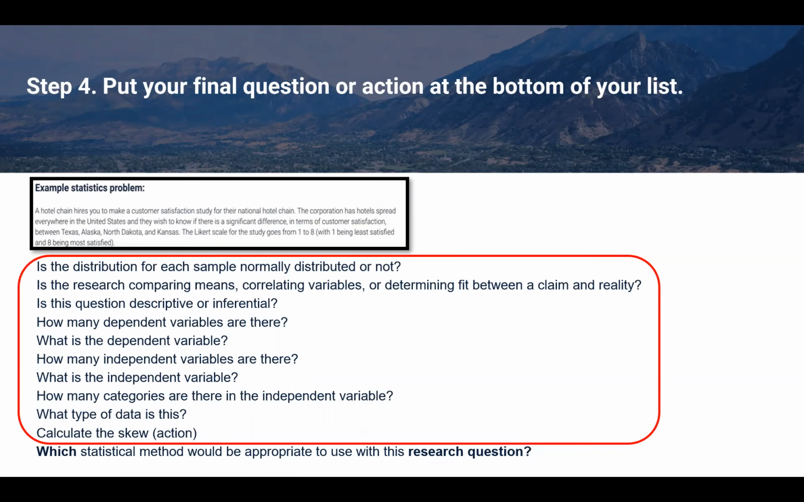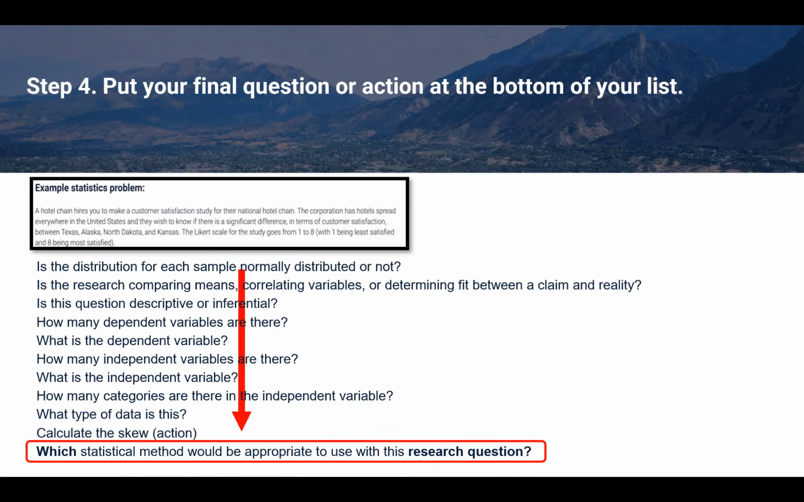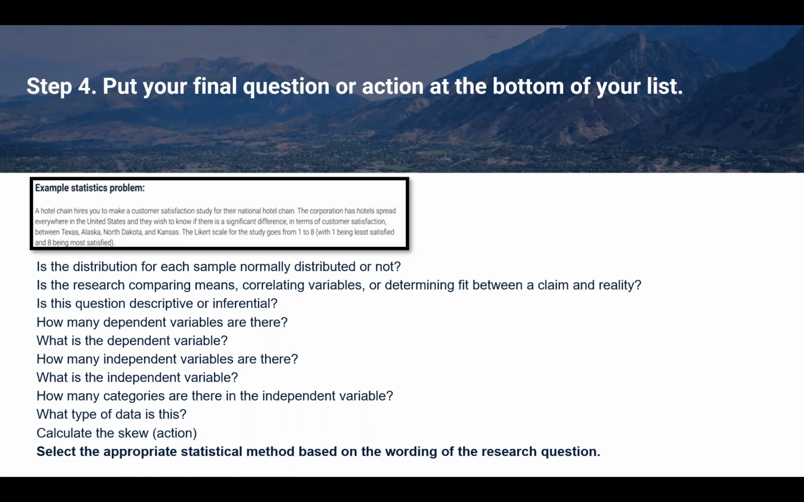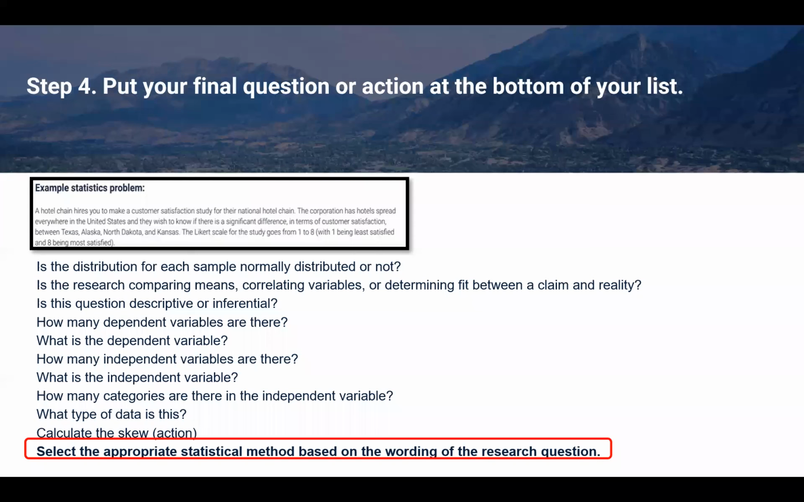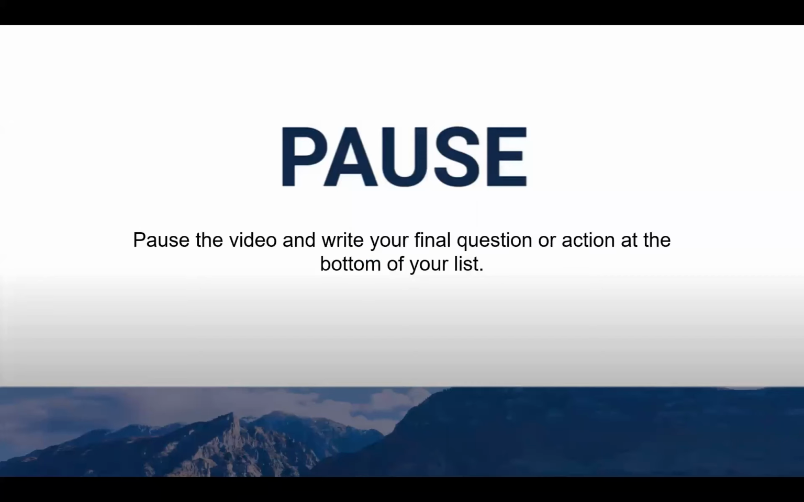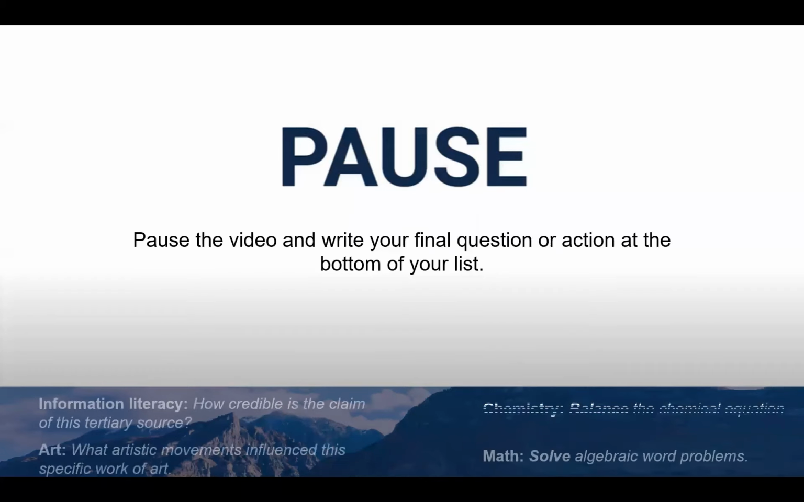The idea is that all the answers to the previous questions will inform the culminating answer to your final question. Note, your final question can also be written as a final action. For example, select the appropriate statistical method based on the wording of the research question. Pause the video and write your final question or action at the bottom of your list. Here are some examples to look at.